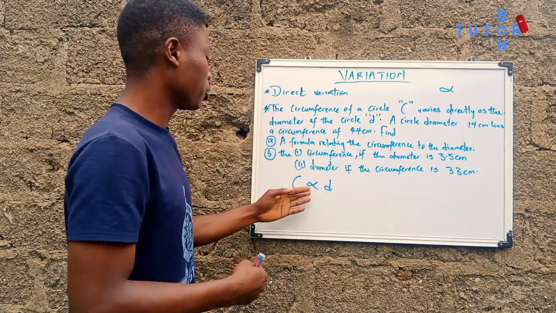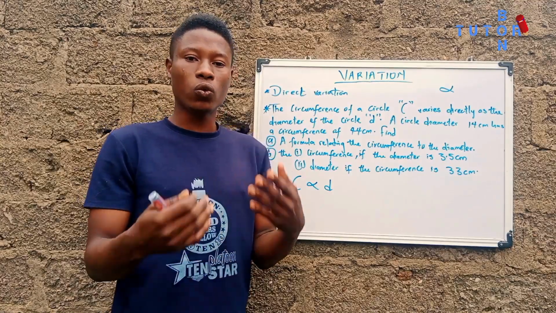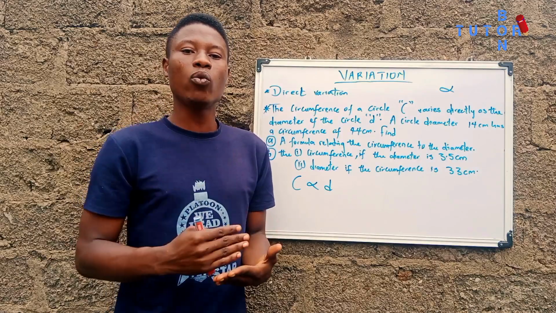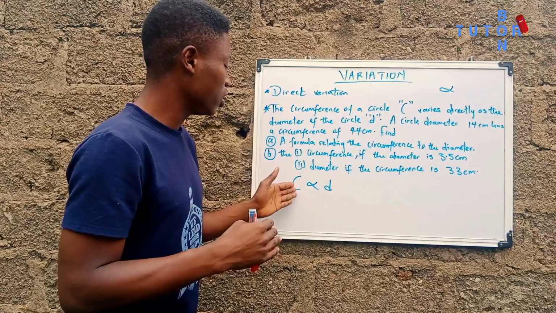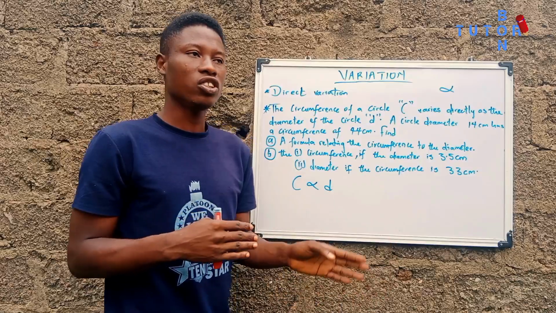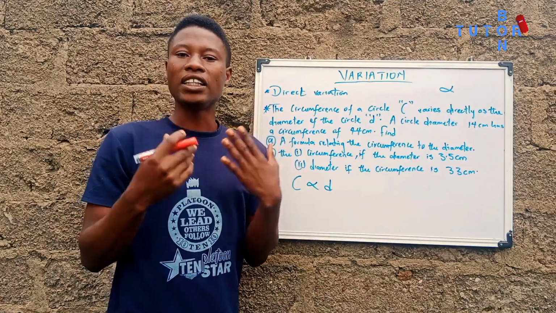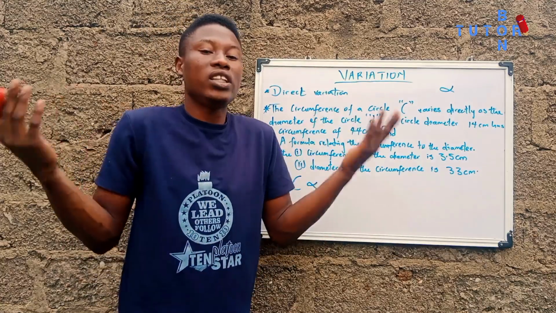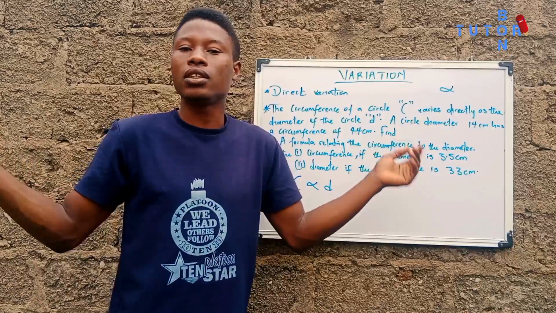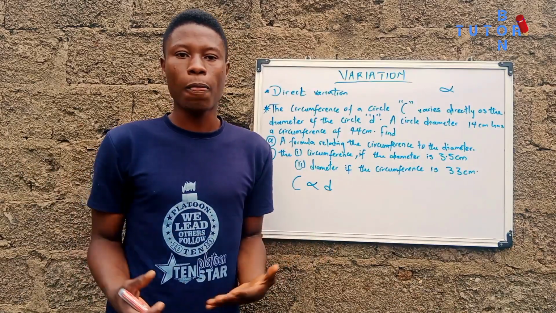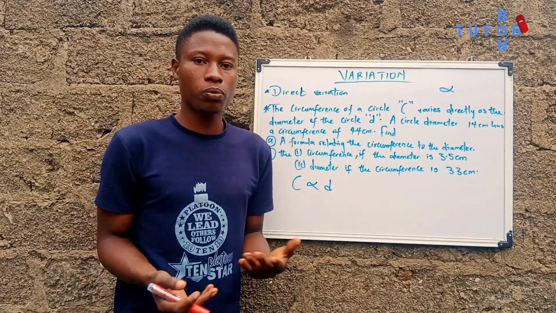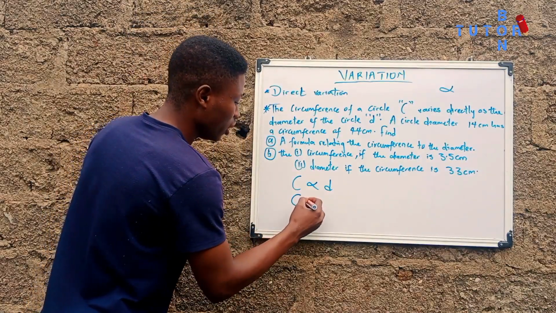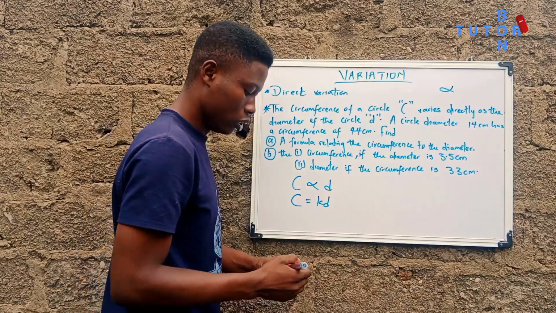To convert a proportionality sign to an equals sign, you have to introduce a constant, which will relate your C to D, that is, your circumference to your diameter. We normally represent the constant as K. You can use any letter you want, A, B, C, D, anything, but I like to use K because most people use K, so when you see K, you won't get confused. That means your C equals KD.